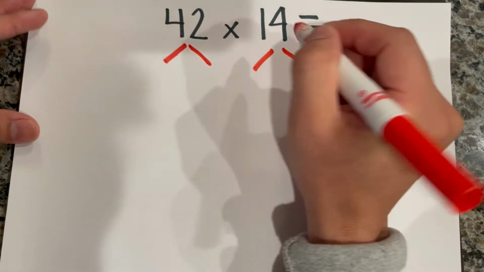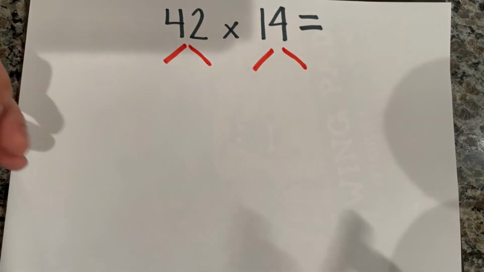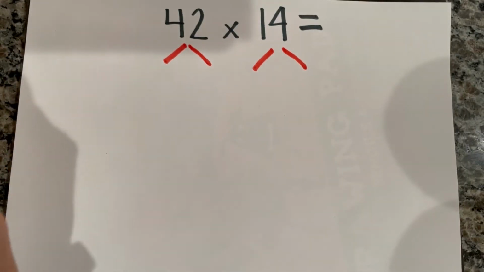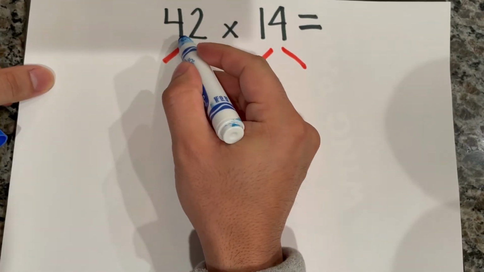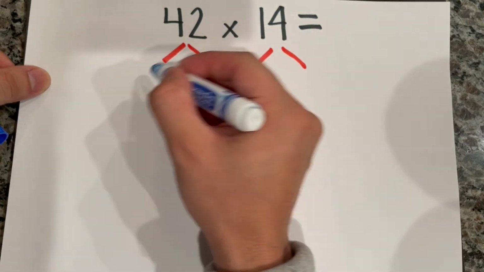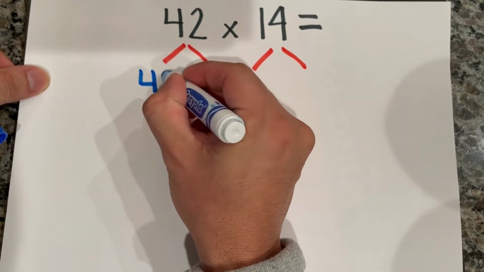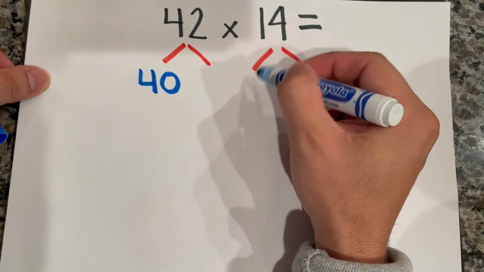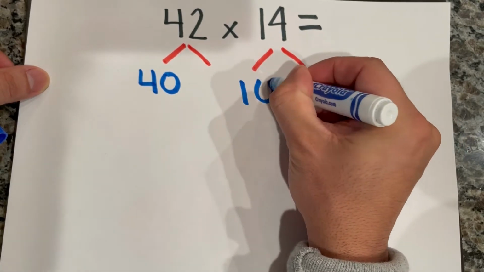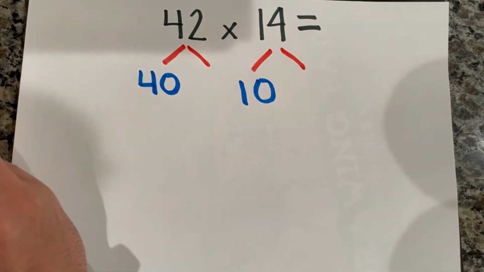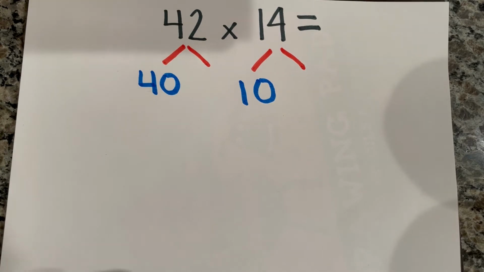I always like to draw the little carrots, and let's do this. We know that the 4 is really a 40 because it's in the tens place. And we know the 10 is really a 10 because it is in the tens place. Perfect. Now let's multiply our ones.